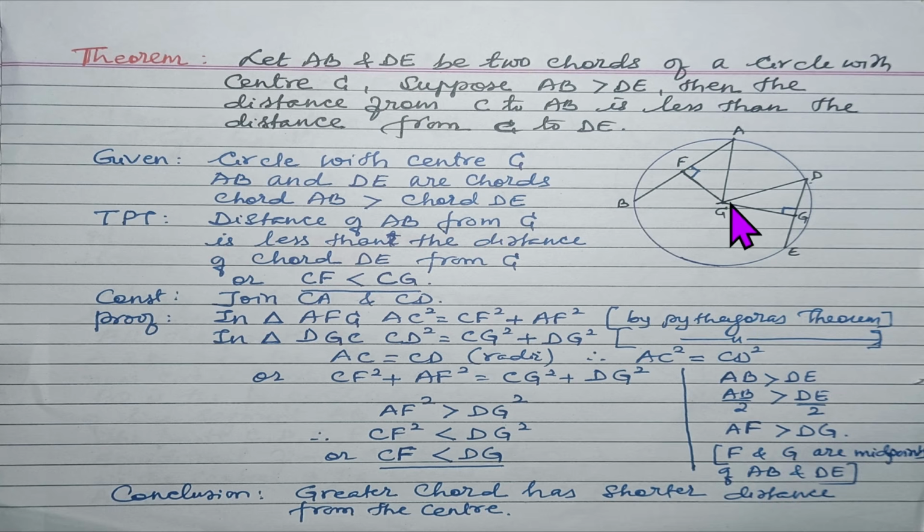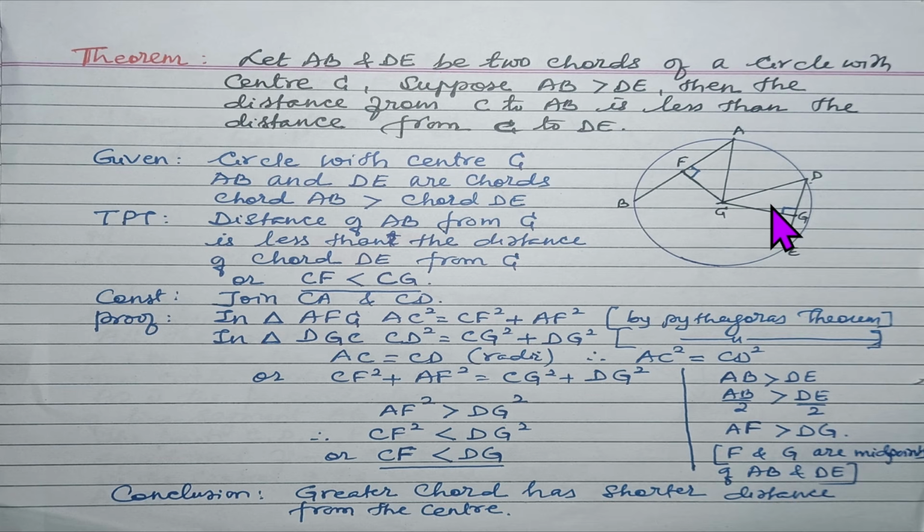Join CA and CD. In triangle AFC, AC square is equal to CF square plus AF square by Pythagoras theorem.